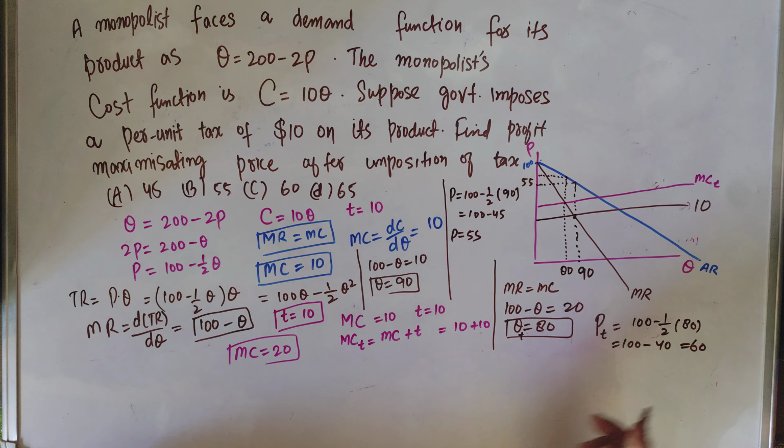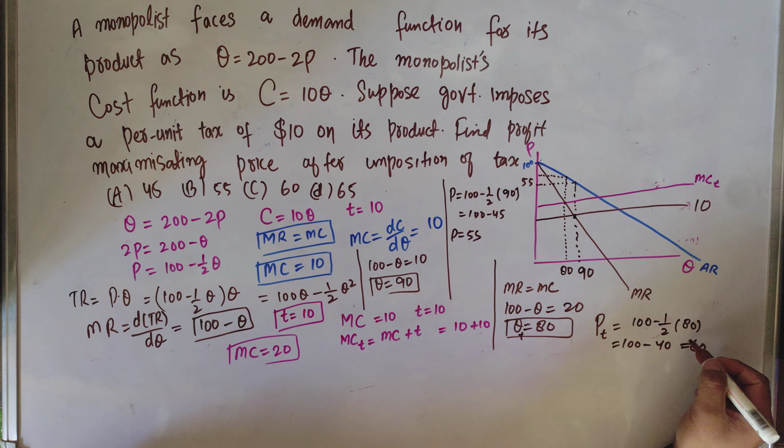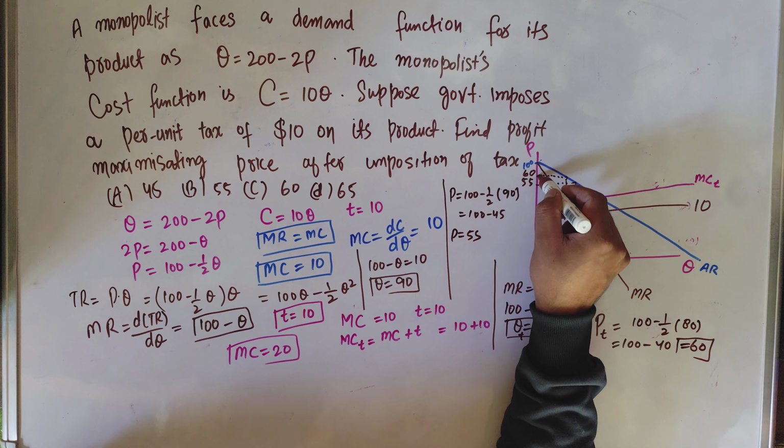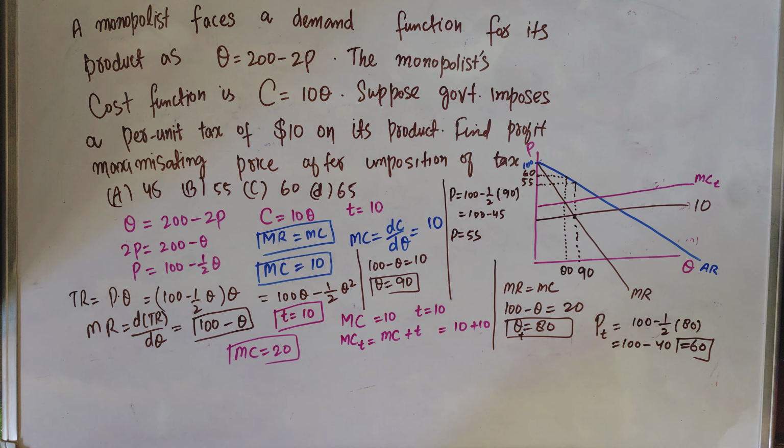as the profit maximizing price after the imposition of the per unit tax, which is here 60. So after the imposition of the per unit tax, the profit maximizing price will increase to 60.